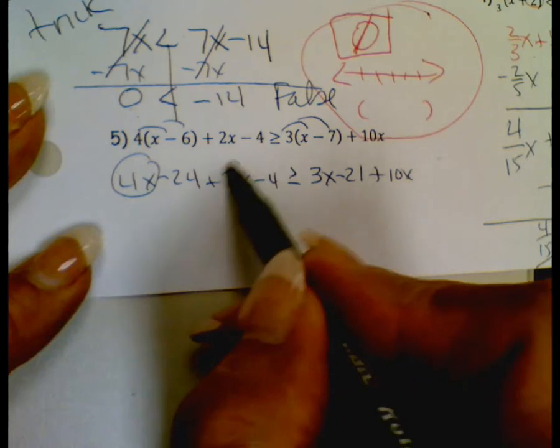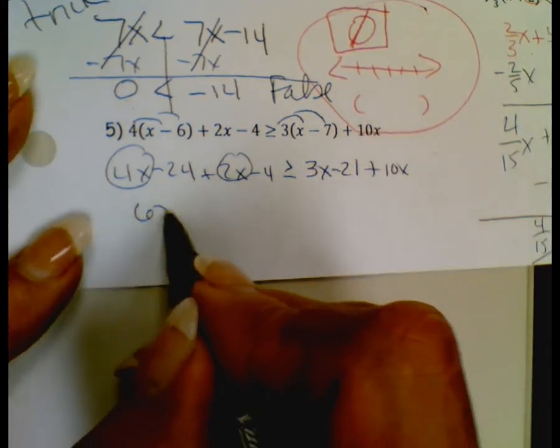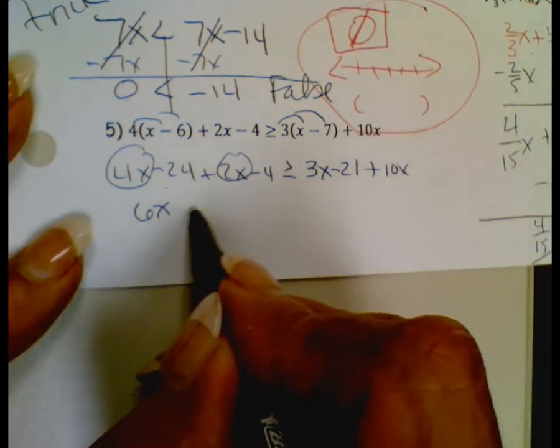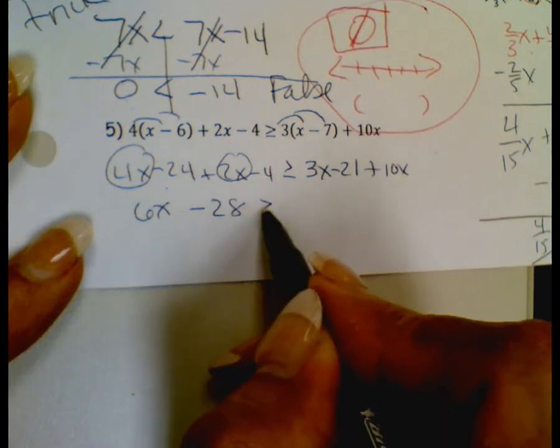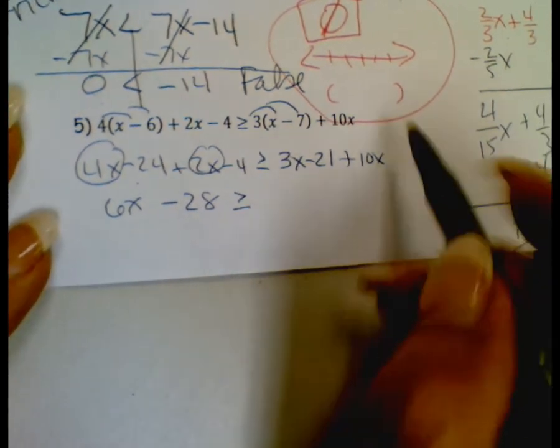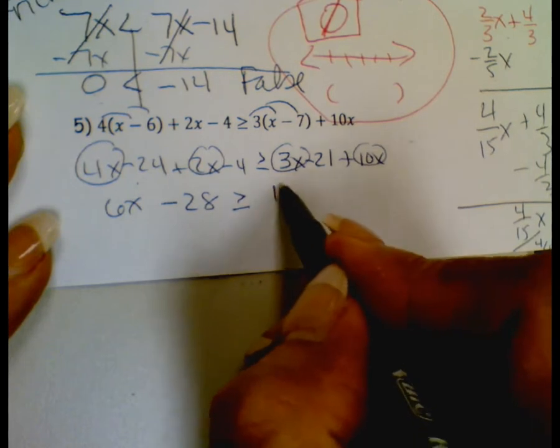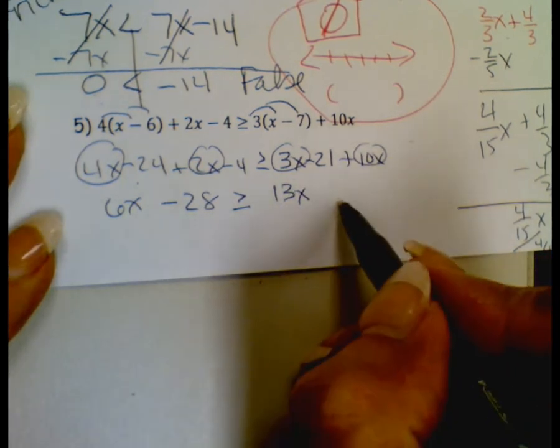Add like terms. We got 6x and then -24 -4 is -28. Is greater than or equal to. Add like terms on this side. So what's 3x and 10x? 13x minus 21.